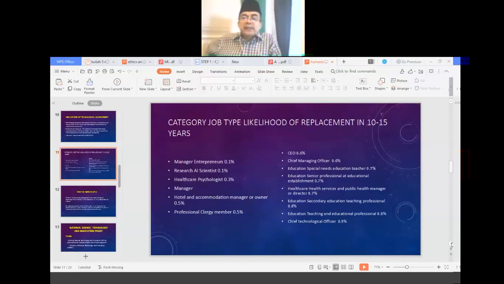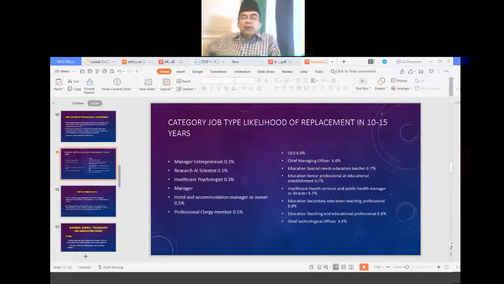The same also applies to AI, artificial intelligence scientists. We need more scientists related to artificial intelligence. Their position is very high. Only 0.1% of them will be affected, meaning that this particular job will be needed in 10 to 15 years to come. Same also for healthcare psychologists. When we are talking about healthcare, they might reduce the number of doctors, but they cannot reduce the number of healthcare psychologists when dealing with the heart and mind of the people. Those who are insane, for example, artificial intelligence cannot help them.